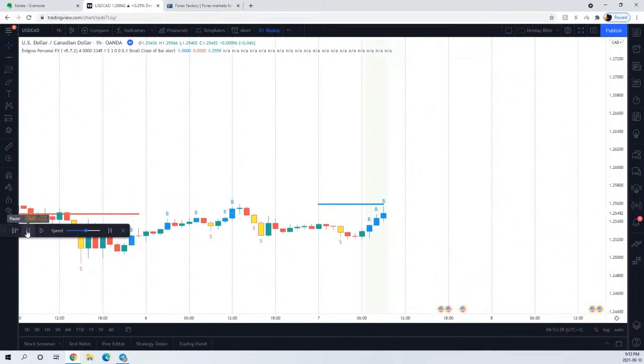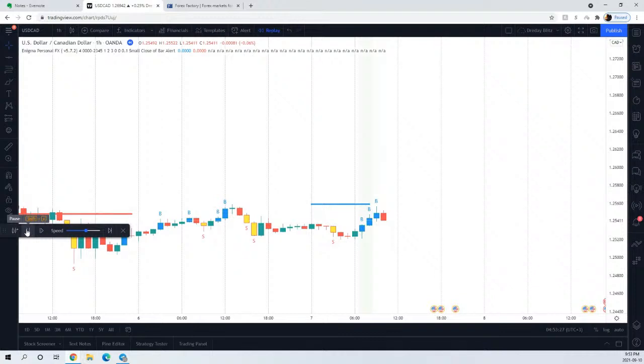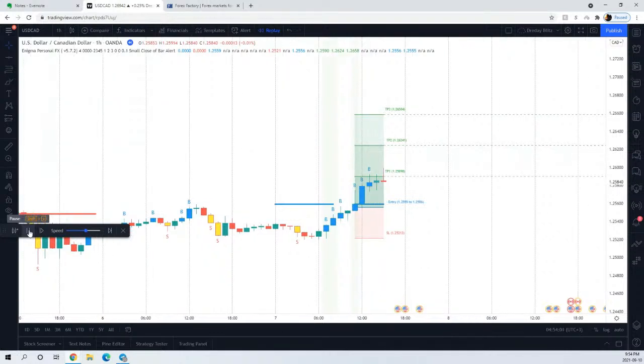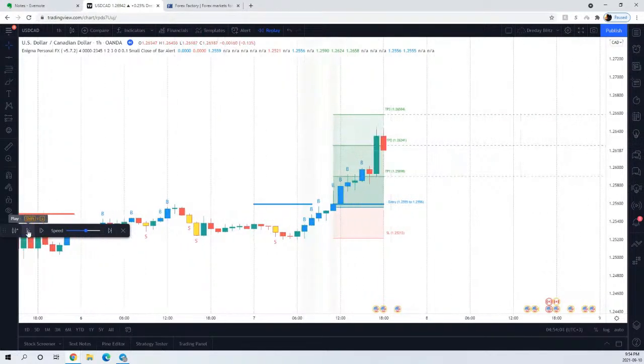Okay, so let's review this trade. I'll give you the entry right here. Two hours after, TP1 was already hit. TP1 is already hit. You put your stop loss at break even, and you take partial profit and you let the rest ride, if you want. Let's continue. There you go.